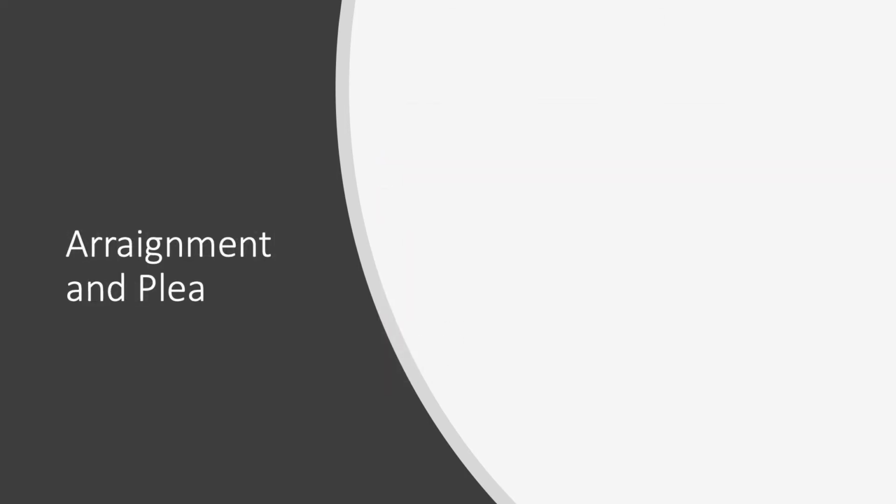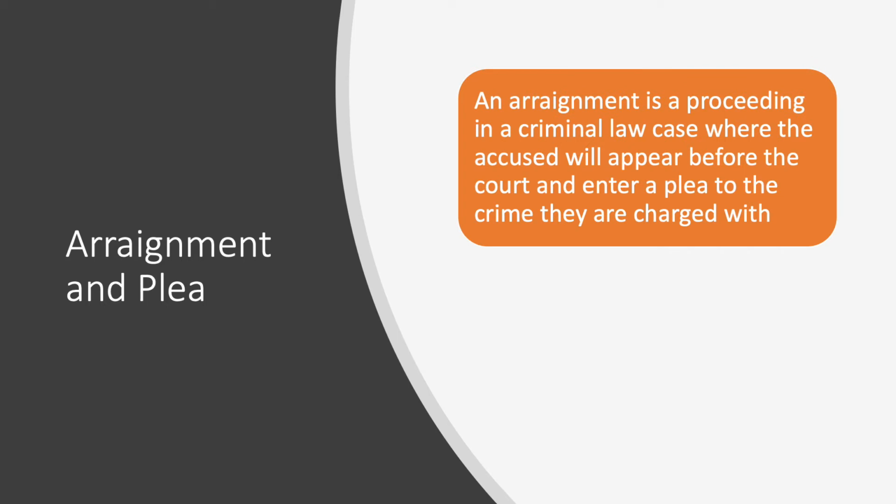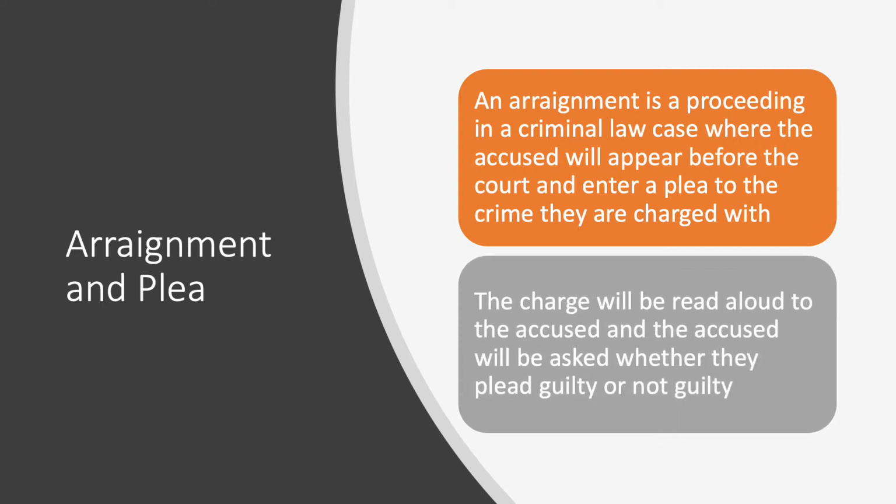The first part of a criminal law trial is the arraignment and plea. An arraignment is a proceeding in a criminal law case where the accused will appear before the court and enter a plea to the crime they are charged with. The charge will be read aloud to the accused, and the accused will be asked whether they plead guilty or not guilty.